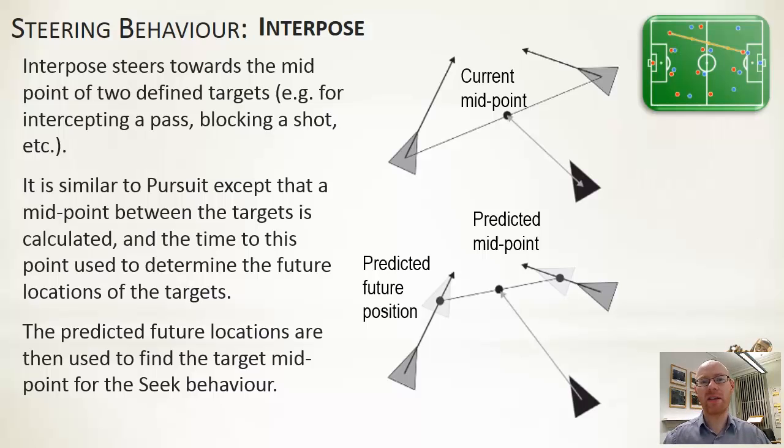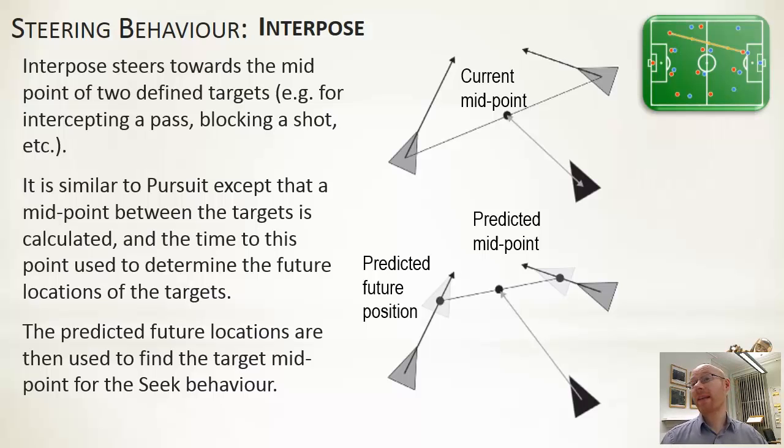Now that's predictive interpose. You can also do the non-predictive version. You just want to ask, well, where are my 2 points? I'll head to the middle. Quite good in sports games where you do want to intercept and get in between an object and a couple of target objects.